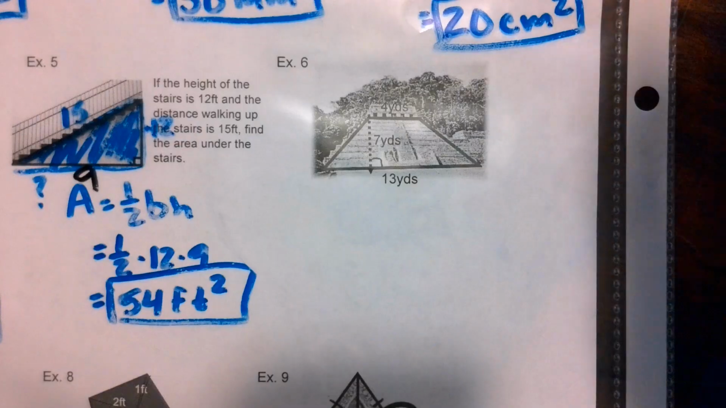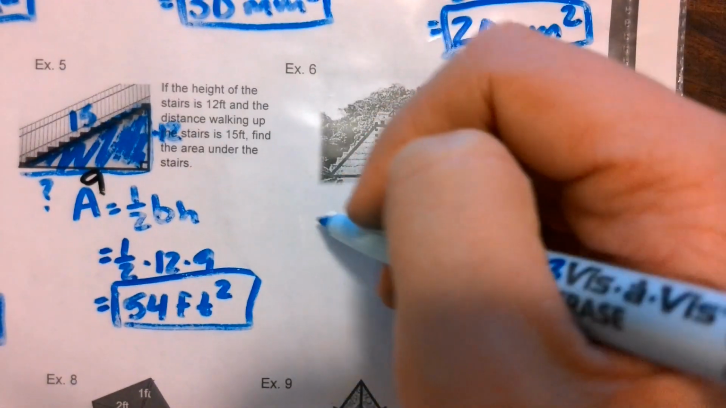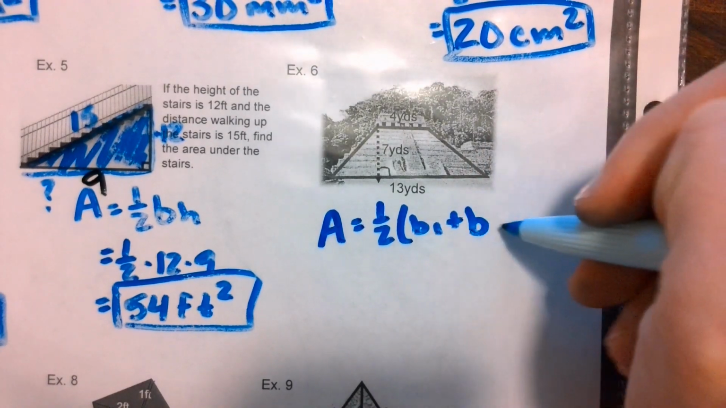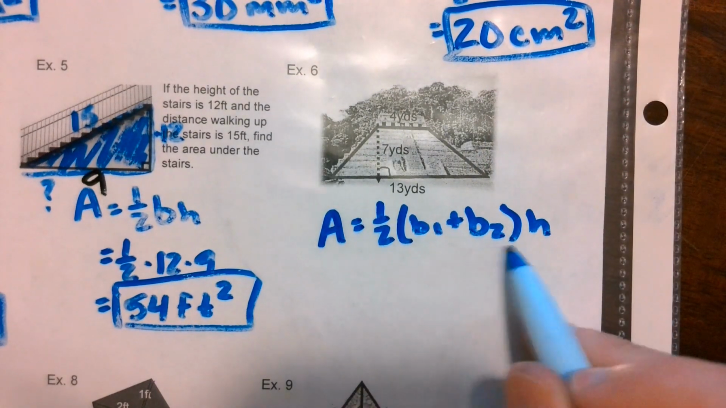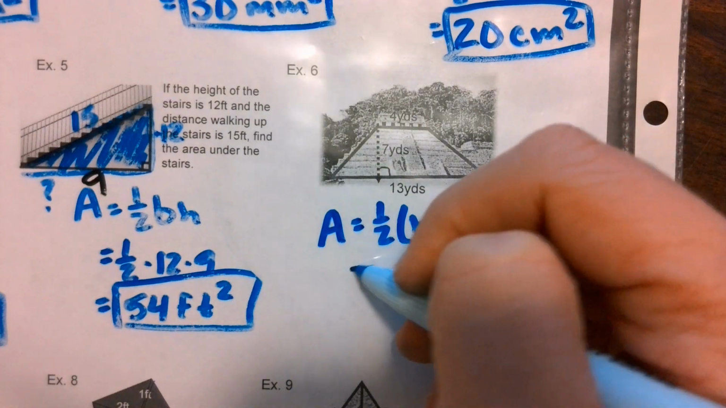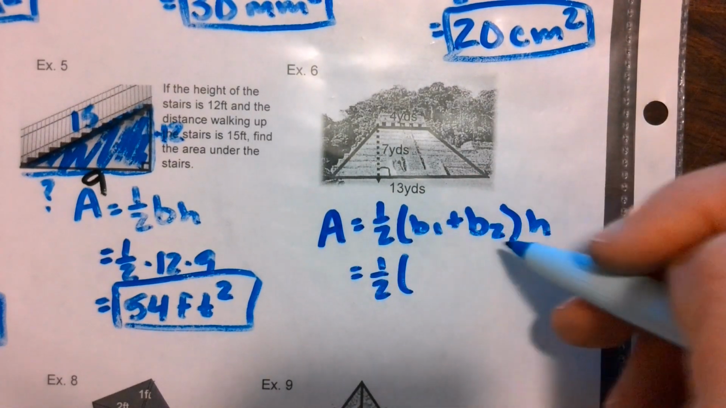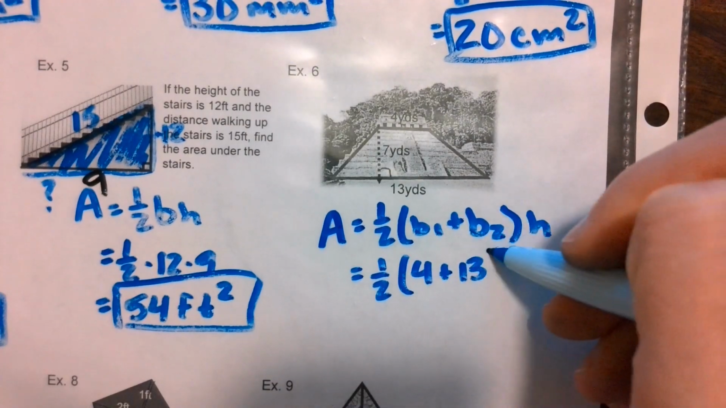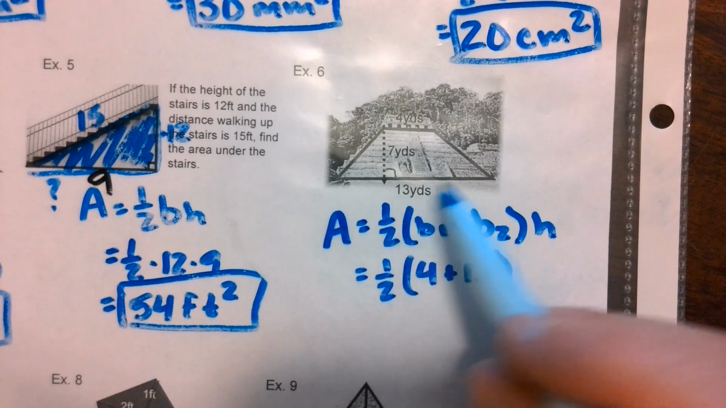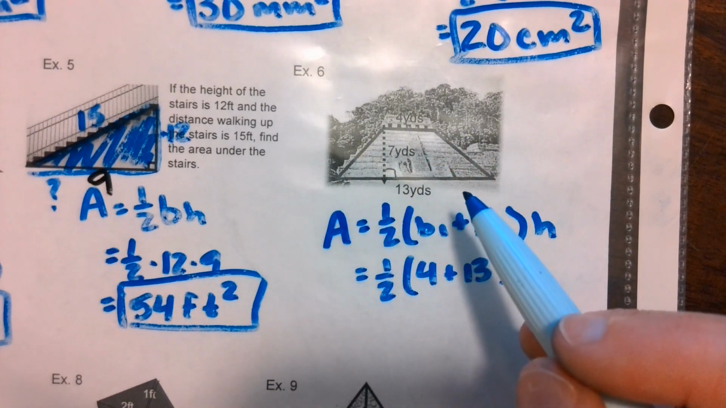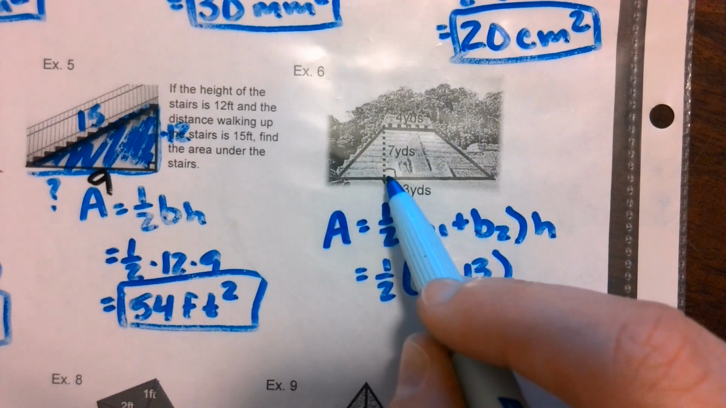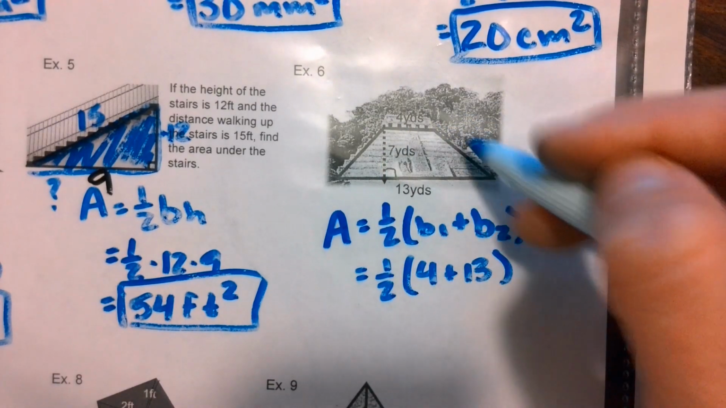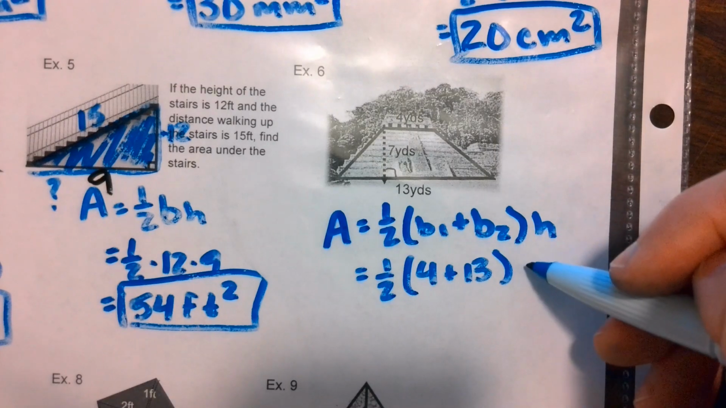feet squared. Example 6 is a trapezoid, so we'll be using that 1/2 base 1 plus base 2 times the height, or that mid-segment times the height, what we just learned. It doesn't matter which base is which here because we're just going to be adding them together. So we could do 4 plus 13 or 13 plus 4. Remember, those bases are the pieces that are parallel to each other. So as long as our height is perpendicular to one of them, it's going to be perpendicular to the other one. Just our rules for parallel and perpendicular lines. So the height here is going to be 7.